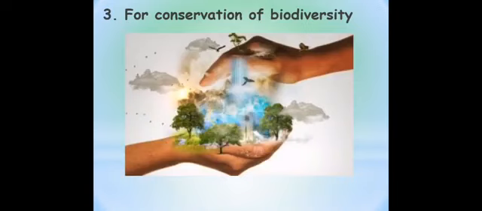Third one, for conservation of biodiversity. By learning about life cycles of organisms, we come to know that each organism is an important part of our ecosystem. So, every organism is important to maintain the equilibrium of our environment so that we are aware why we need to conserve the biodiversity. We have to protect every species to increase and to maintain the biodiversity of our world.